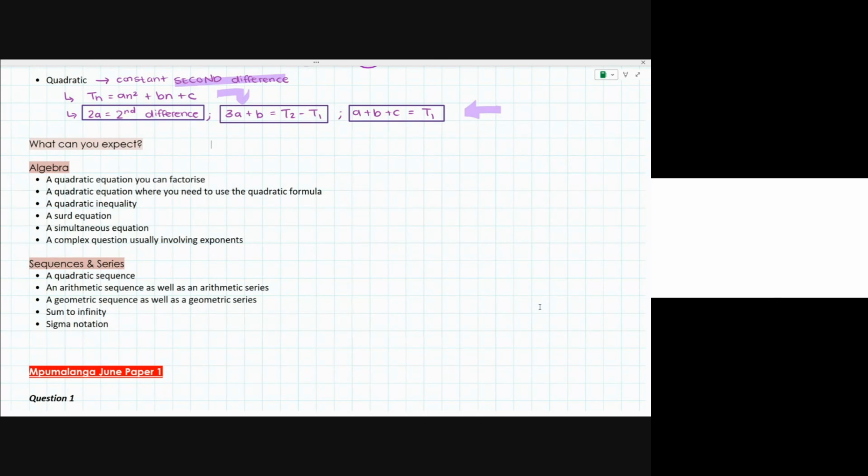All right, so that is what you can expect. It's pretty much exactly what I've said we need to know in terms of our summary, but those are the questions that you can expect in these first few questions. So generally algebra is the first question, sequences and series are then generally questions 2 and 3, and then your functions start 4, 5, 6, etc., etc.